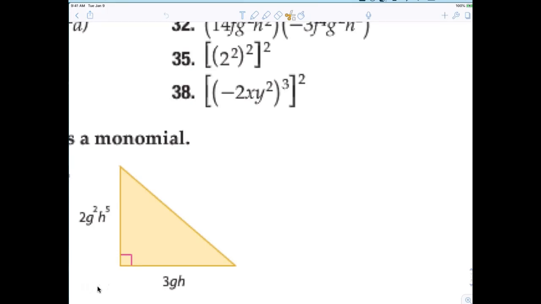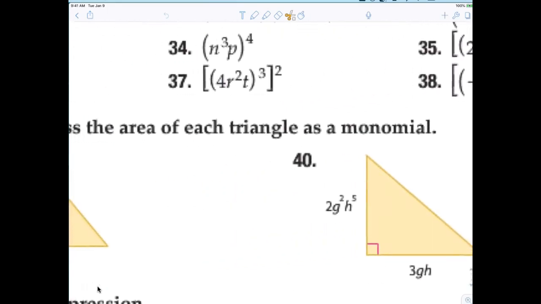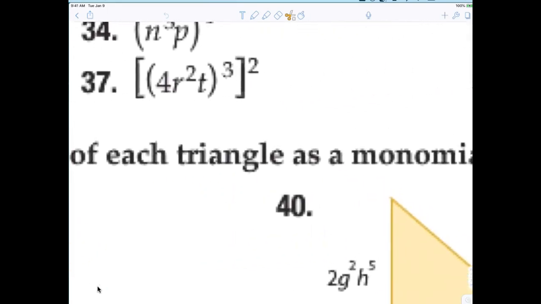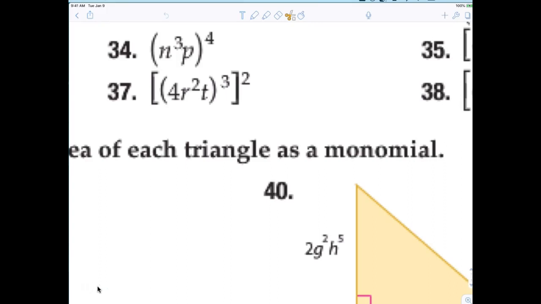Now, someone again asked me about, I think, 37. Is that correct? All right, so look up. I don't have to adjust this. All right? Here's what we have. First thing I want you to recognize is this. We have a power raised to a power. So if I simplify that, that's just going to equal 4r squared t to the 6th power. All right?